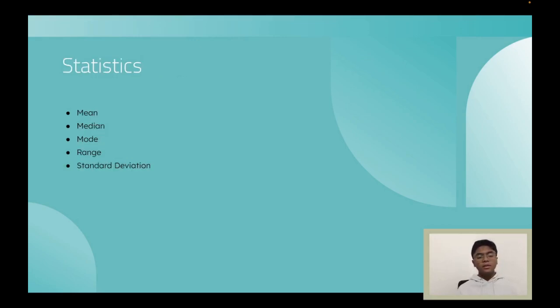Next is statistics, and they really aren't that rigorous in the digital SAT. You really just have to know these 5 things: mean, median, mode, range, and standard deviation. Mean is the average value of the terms, so you add up all the terms and then divide it by the number of terms. So if I have 2, 3, 4, 5, I'd add it up. 2 plus 3 is 5, 5 plus 4 is 9, 9 plus 5 is 14. I'll then do 14 divided by 4, so you would get 3.5 as your average.